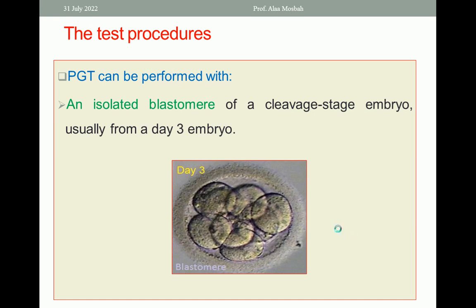Okay, the second biopsy is from the cleavage stage embryo, usually at day 3, and this is the blastomere. As I said, 1 or 2 blastomeres will be aspirated and analyzed. I said implantation has a problem if I take 2 blastomeres, and implantation will be better if I take only 1 blastomere. But the analysis, the result of the pre-implantation genetic testing, is better if, of course, I take 2 blastomeres.